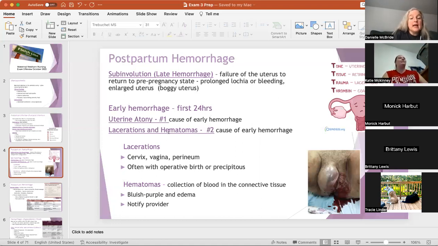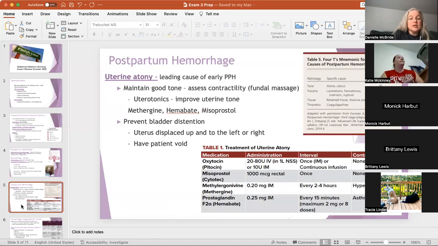But most of the time, uterine atony is our number 1. So how do I treat it? If you go in and you're assessing your patient and her fundus is boggy and she has a puddle of blood and clots this big between her legs, what should we do? I'm going to massage and call for help. Massage, and yes, let's call for help.